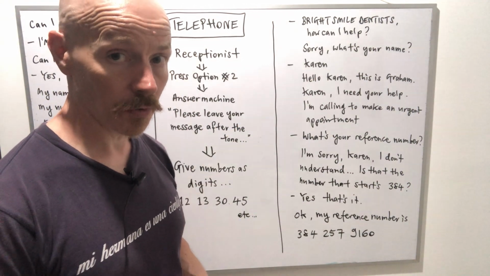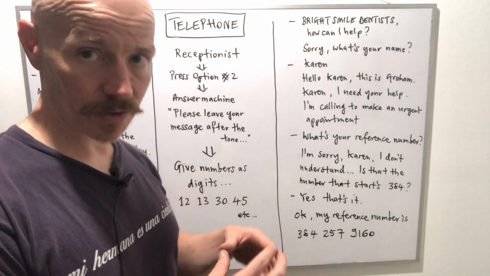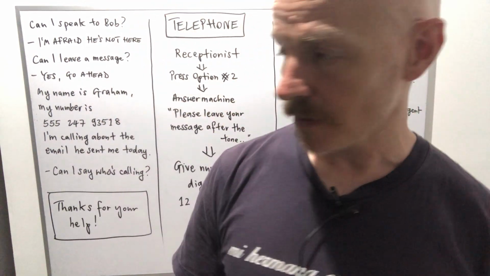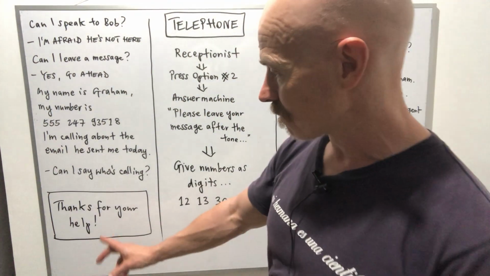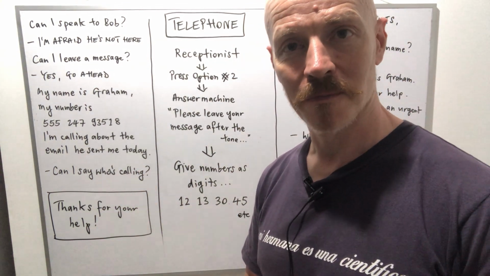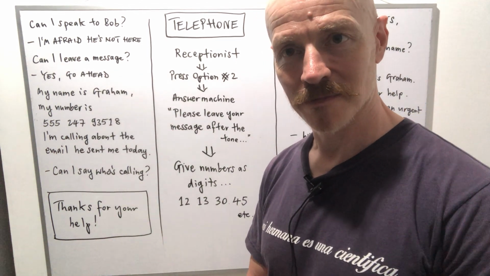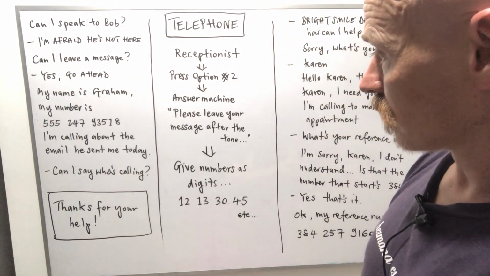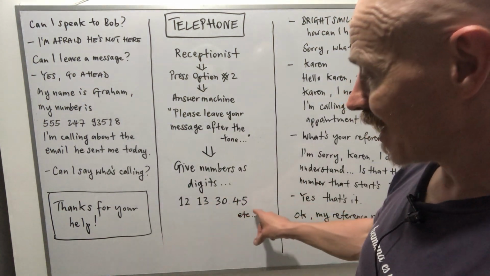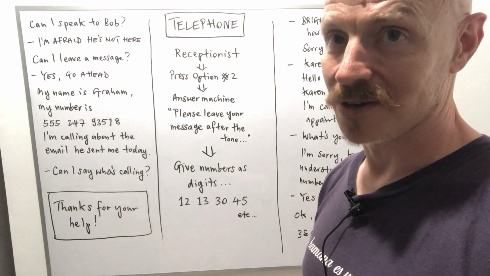It's very helpful, because when you finish the call, maybe you've had to go through your name, your address, perhaps your phone number, your contact number, these kinds of things. You confirm the appointment, and then you can say yet again, because now we know her name, Karen, thanks for your help. Always important. Thanks for your help. Cheerio for now. Okay, so I hope that's helpful. Particularly remember, if you're going to leave a message, leave it as digits, much clearer.